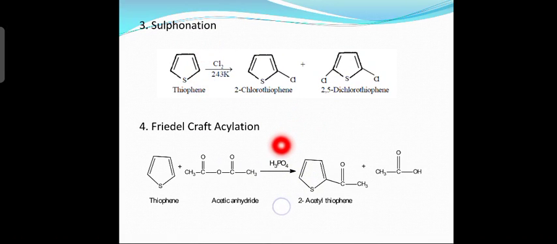Next, Friedel-Crafts acylation. Thiophene on treating with acetic anhydride in the presence of phosphoric acid gives 2-acetyl thiophene. This is the acetyl group, 2-acetyl thiophene, and then acetic acid. This reaction is known as Friedel-Crafts acylation.